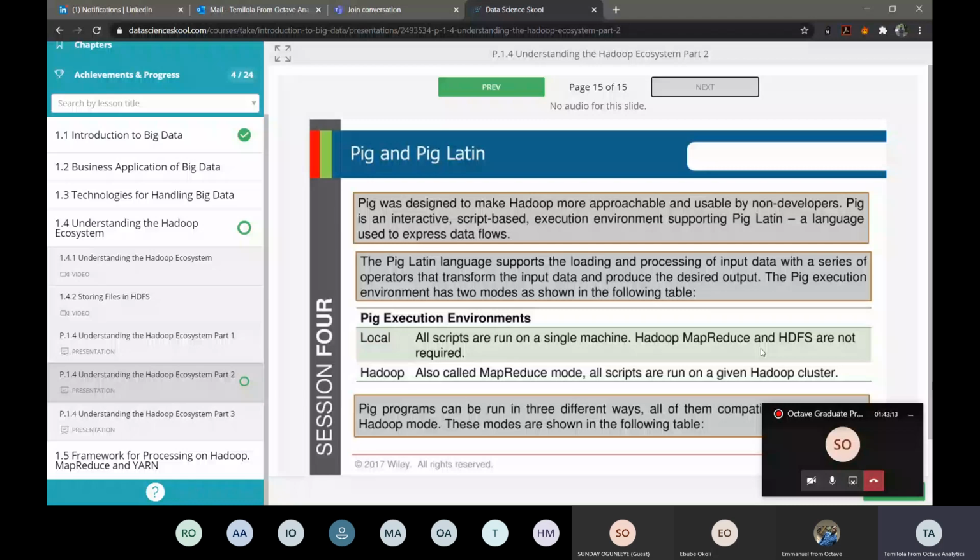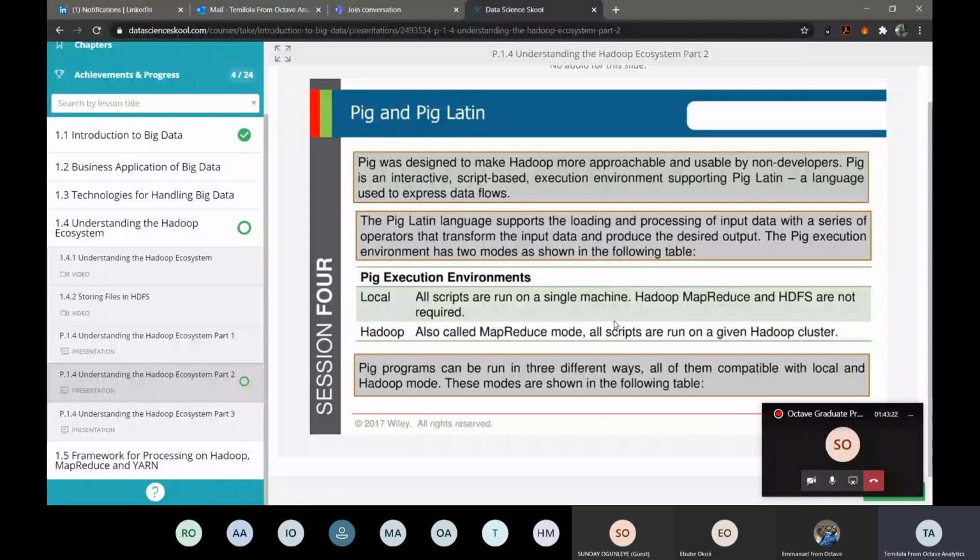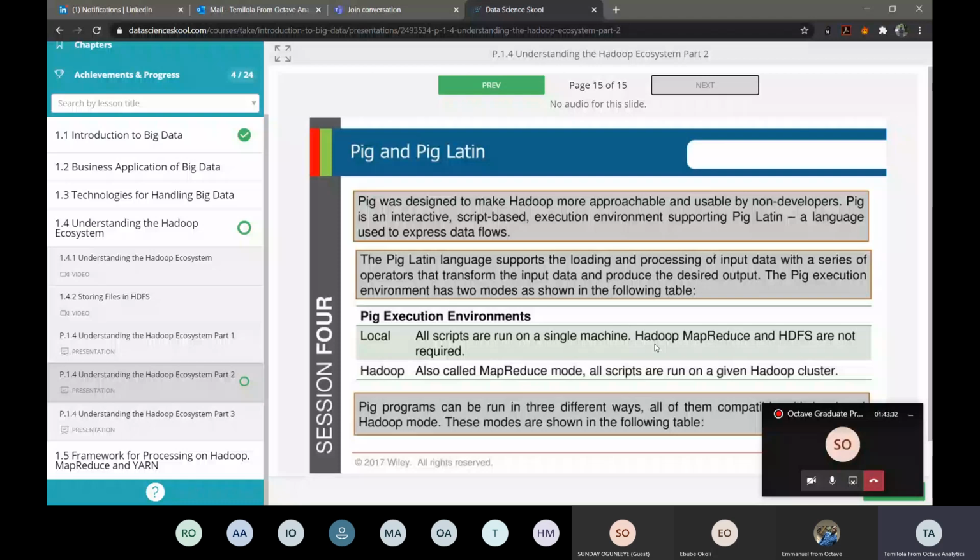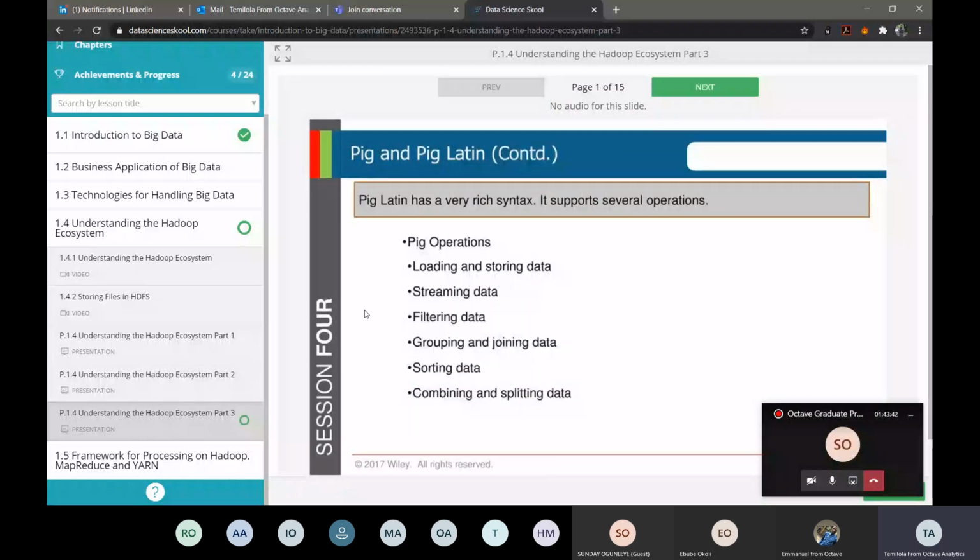Pig programs can be run in three different ways, all of them compatible with local and Hadoop mode. These modes are shown in the following table. Okay, that will be our next slide. Okay, so the table wasn't shown.